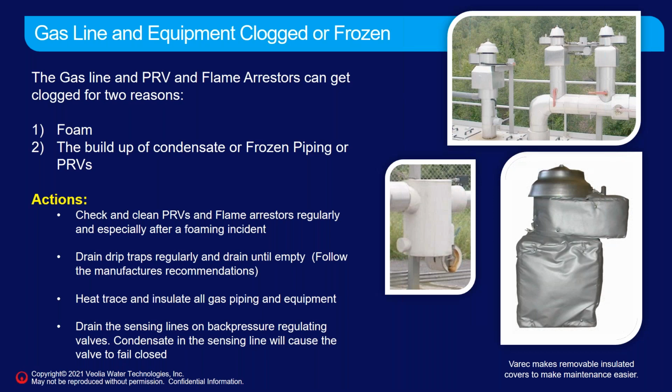Draining drip traps is a regular daily routine you should be doing, and make sure you drain them till empty. Then drain sensing lines on a back pressure regulating valve, and drain any drip traps and low points. Just make sure your biogas pipes are flowing open and not frozen from water.